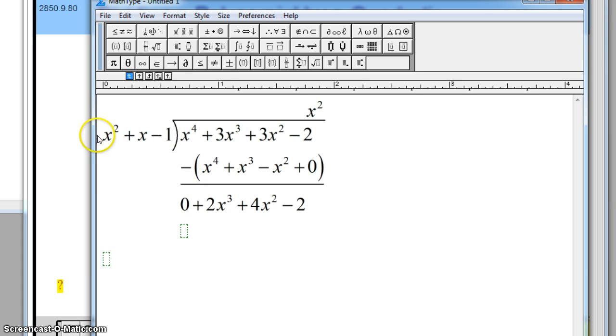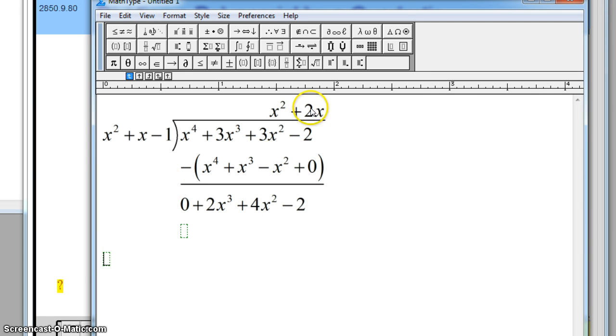So how many times does x squared go into 2x to the third? We're going to need to multiply by a 2 and then by an x to get 2x to the third. So that's 2x. 2x times x squared equals 2x to the third. So we need to put that 2x up here now. So that's plus 2x.